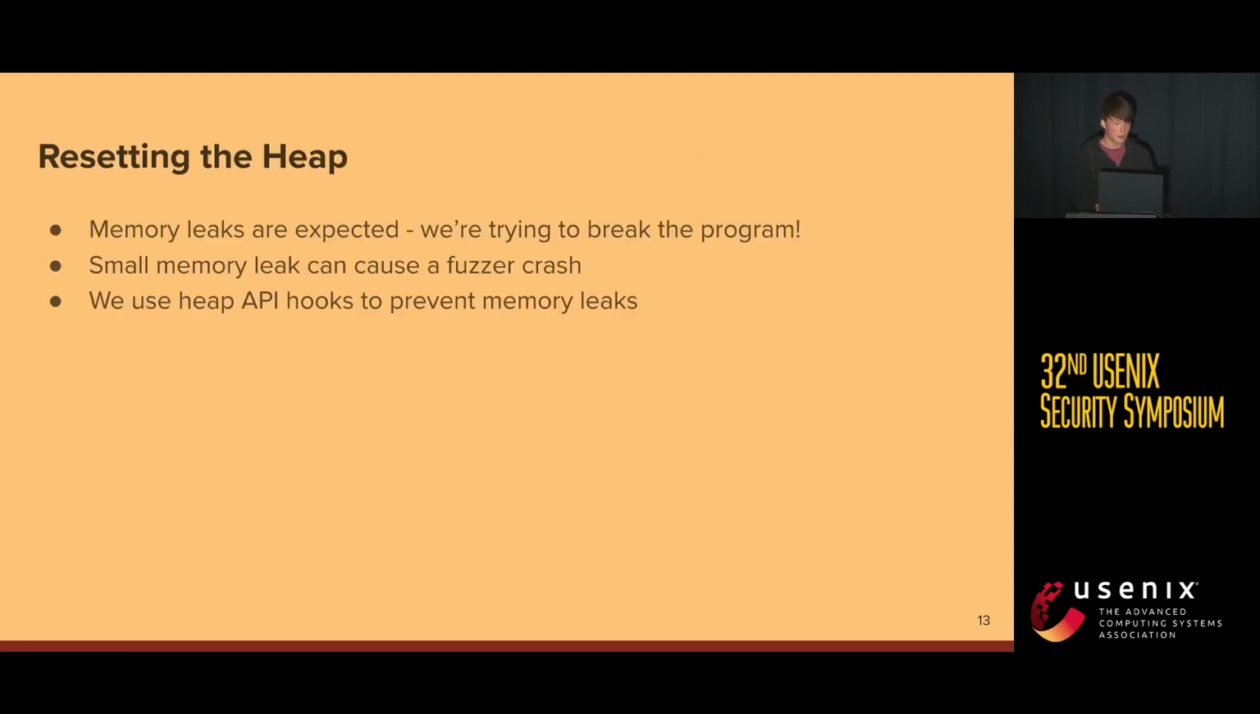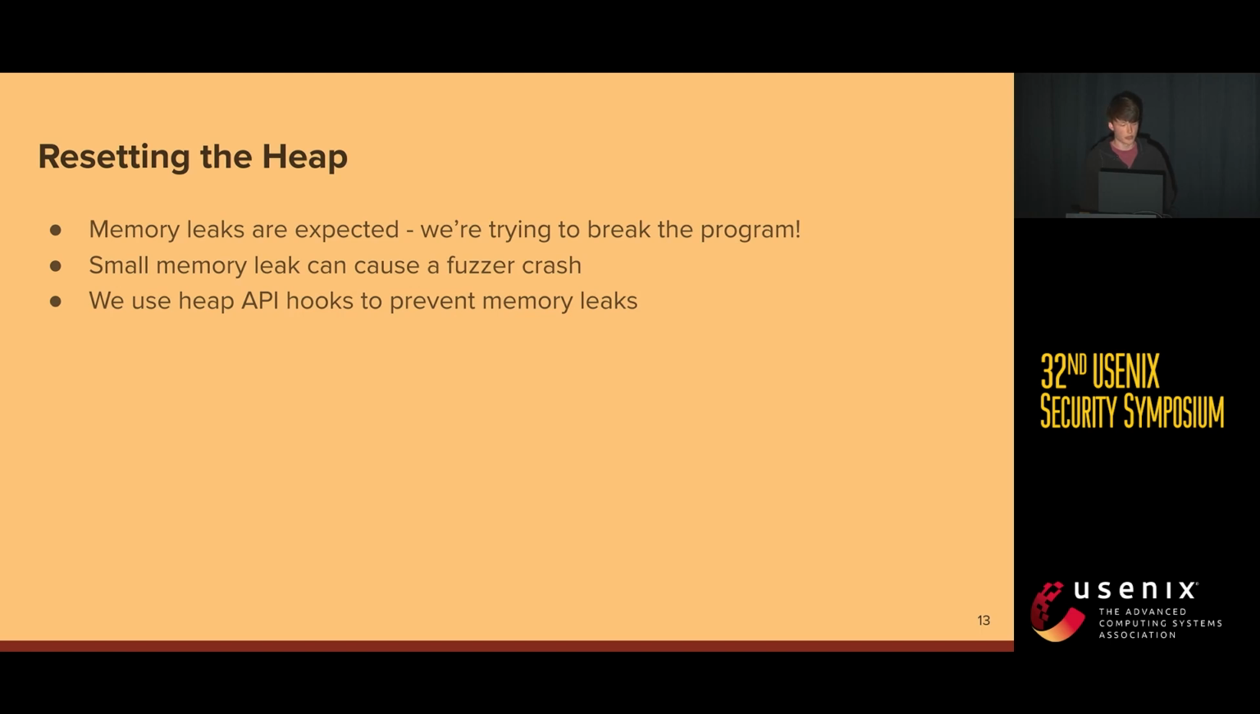So resetting the heap for us is all about preventing memory leaks, essentially, because we're fuzzing this program, so we're actually trying to break it. So we have to anticipate that it might exhibit some incorrect behavior. And in our case, we're running this program over and over again in the same process, so we're actually circumventing the normal operating system level cleanup that would happen automatically. So even a small memory leak, say like 1 page every iteration, could be enough to actually cause the system to run out of memory eventually.